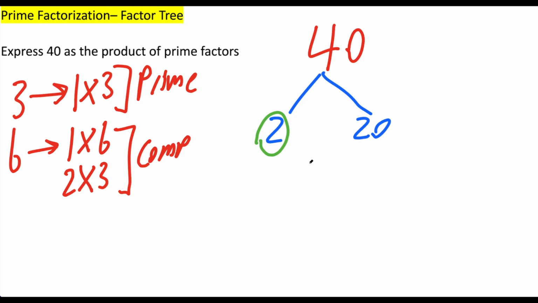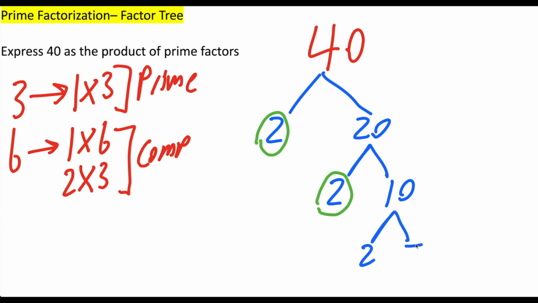And now we need to break down the 20. We think to ourselves, what two numbers multiply to give you 20? We can continue with our 2 method. 2 times 10 gives you 20. Again, 2 is a prime number, so we can circle it. And I think maybe there's one more. What two numbers multiply to give you 10? Well, 2 times 5 gives you 10.